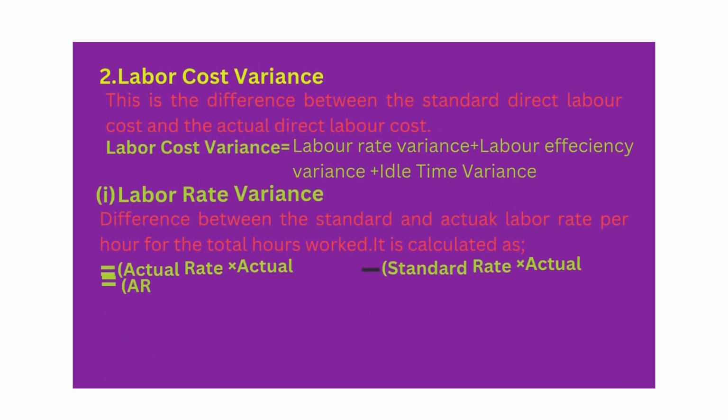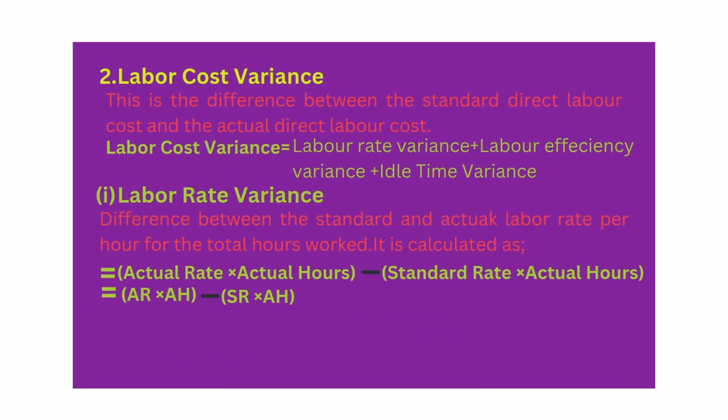Our second subdivision of variance analysis is the labor cost variance. This is the difference between the standard direct labor cost and the actual direct labor cost. The labor cost variance is given by the sum of the labor rate variance and the labor efficiency variance, which may be favorable or unfavorable. The idle time variance is also called the adverse variance. Let's start with the labor rate variance.